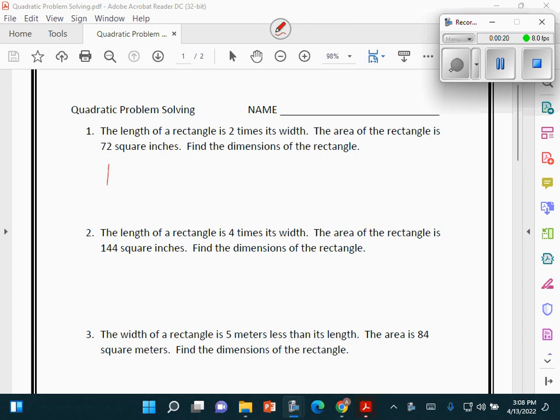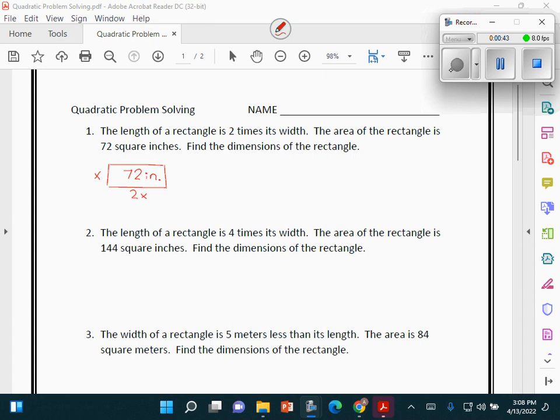It helps to draw a picture. We have a rectangle. The length is 2 times its width. So the width would be x, and to make it 2 times the width, that would be 2x. The area of the rectangle is 72 square inches. Find the dimensions of the rectangle.